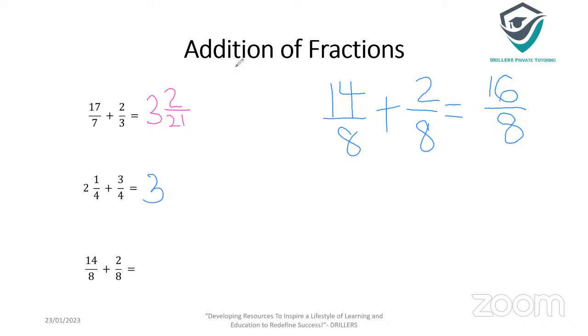And now all we have to do is simplify. So if we have 16 over 8, we have to tell ourselves how many times can 8 go into 16, and it's 2 times with a remainder of 0. So our answer is going to be 2.